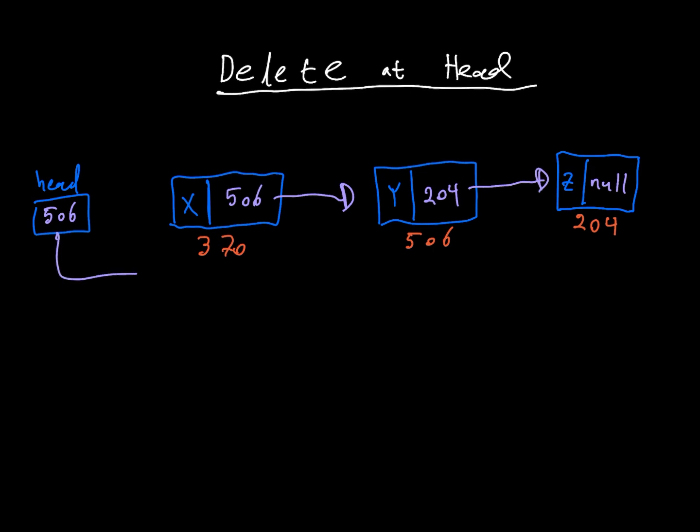It's now pointing here, and then for our purposes, this node, essentially, we treat it like it doesn't even exist anymore because we can't access it because head is now pointing at 506. There's no way for us to access that node anymore, right? So for our purposes, it doesn't even exist anymore.